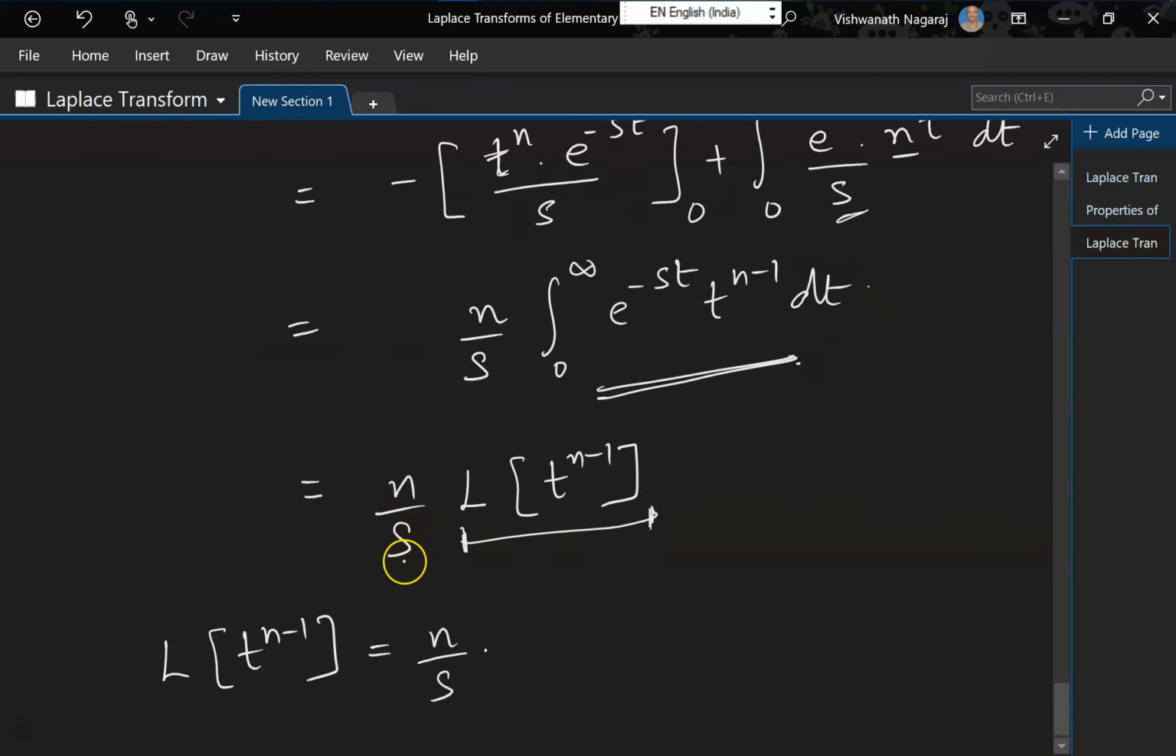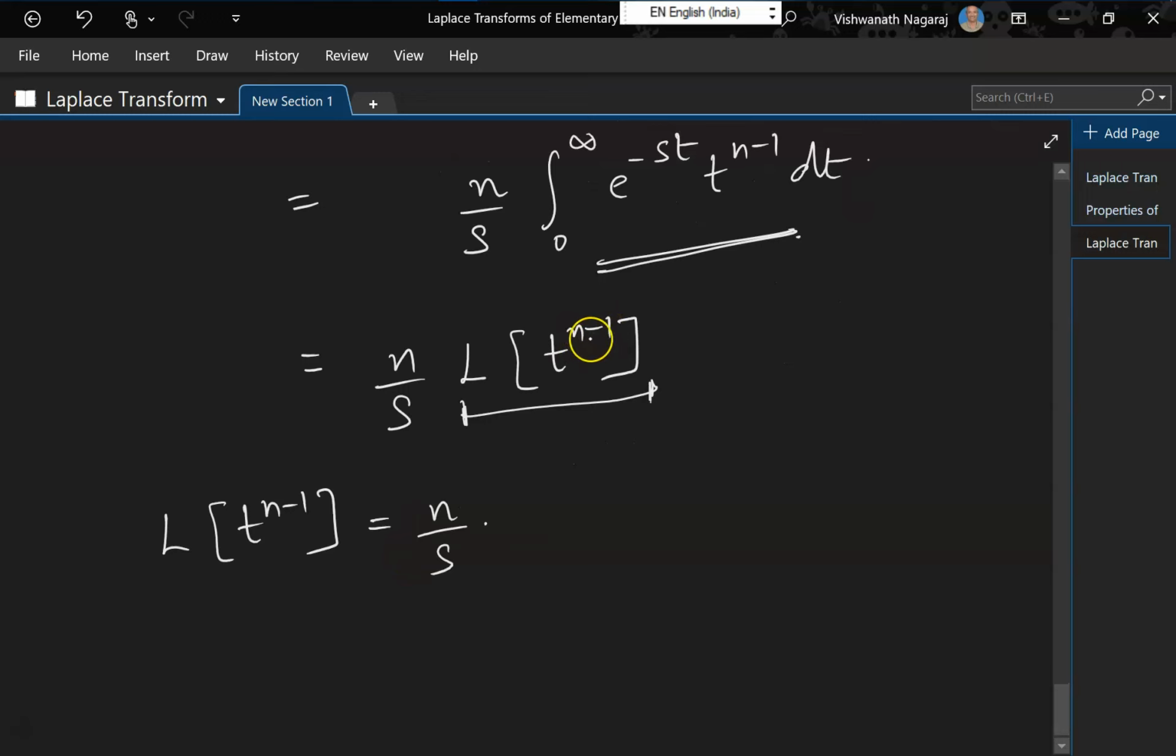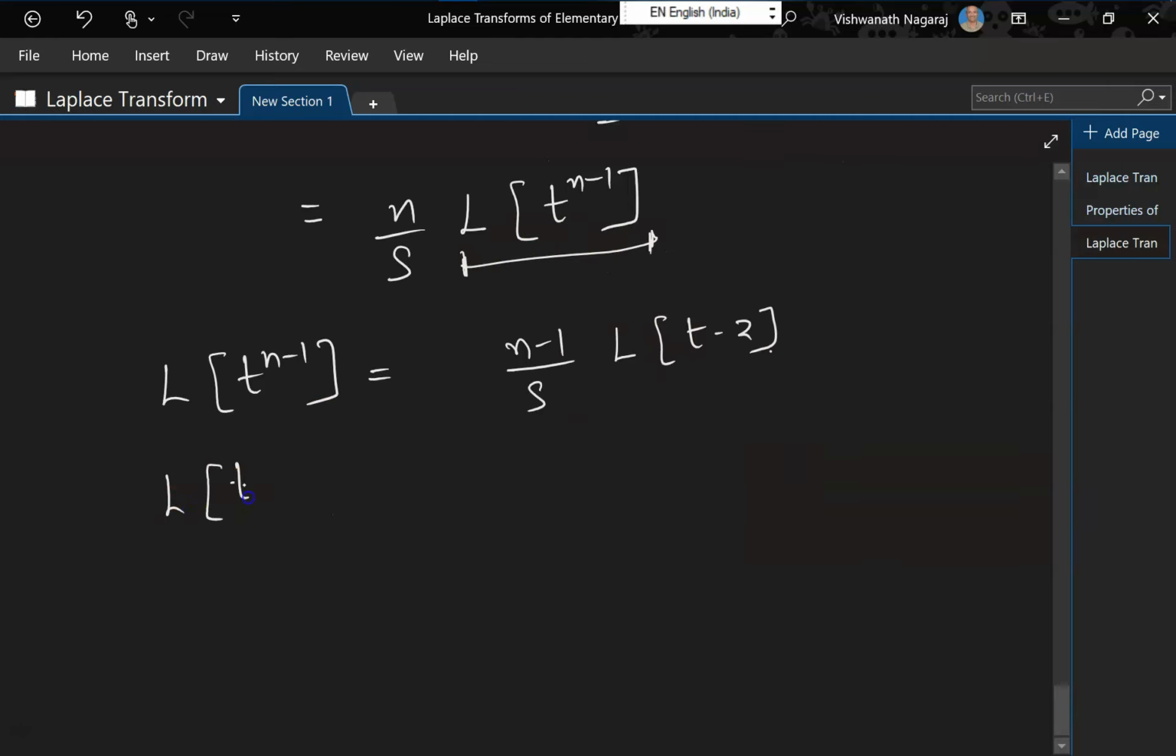So this is n by s. Here instead of n we have n minus 1. So this would be n minus 1 by s, and times Laplace transform of, by the way, this n by s we don't require because we are evaluating only this part. Laplace transform of t to the power of n minus 2. Now Laplace transform of t to the power of n minus 2 would be what? This would be n minus 2 divided by s.